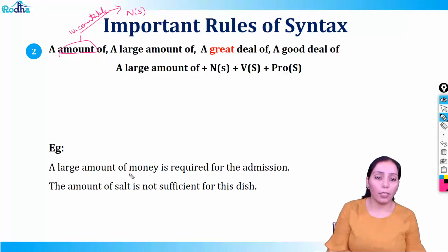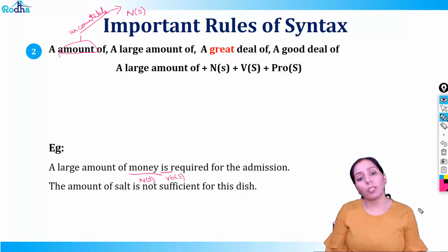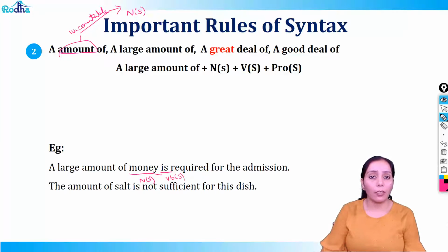"A large amount of money is required for the admission." Now the noun is singular, and the verb is also singular. Some children will think that money is countable, so why can't we write the plural form? Money is not countable. It is uncountable. Currency is countable. If I ask you, how much money do you have? You will answer, I have 100 rupees, I have 1000 rupees, I have thousands of rupees. I am asking how much money you have, and you are replying in rupees. That means currency is countable, but money is not countable.